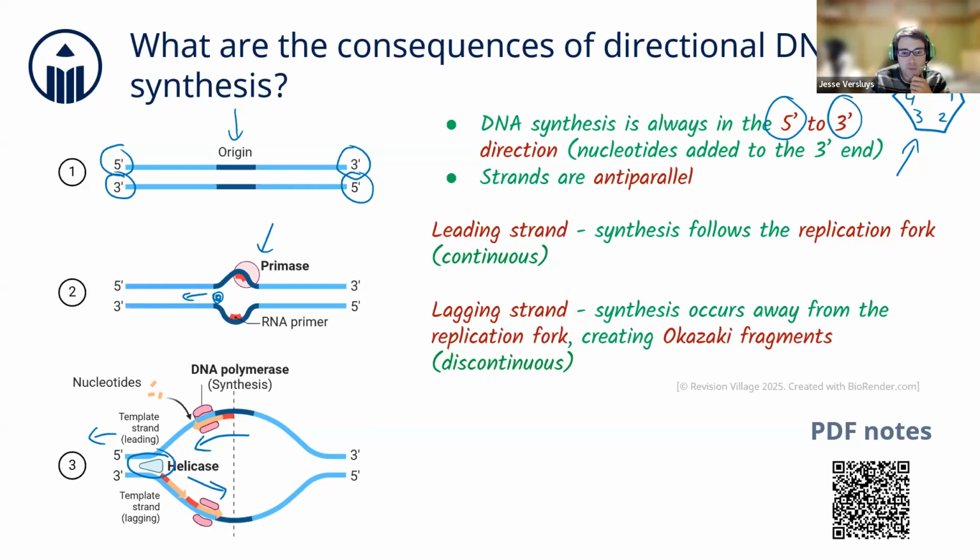The fragments that are formed on the lagging strand are called Okazaki fragments, after the scientist who kind of discovered those. And then finally, at the end of the process, once DNA polymerase 1 comes in and replaces the primers, then we also have DNA ligase again, which will sort of glue all the DNA together and make it a continuous strand.